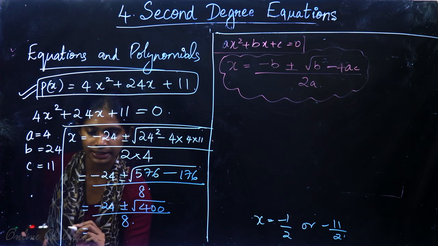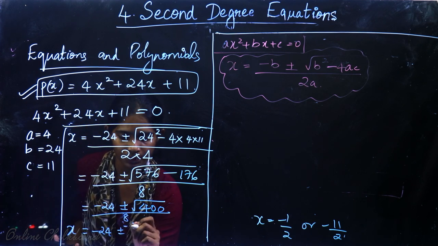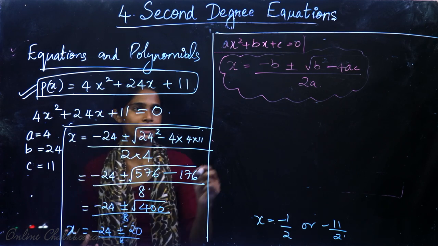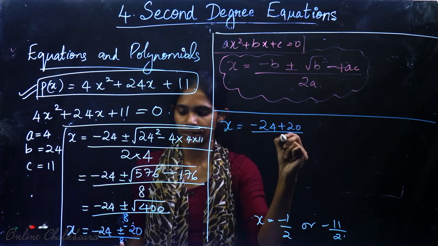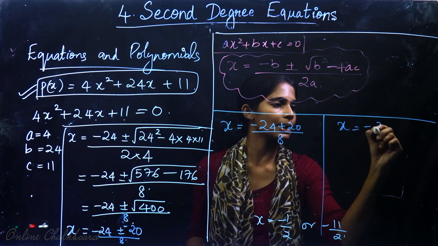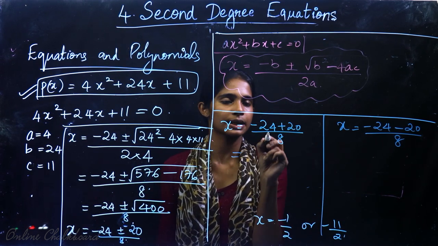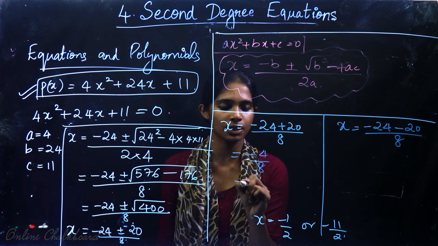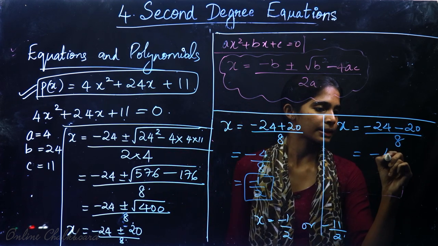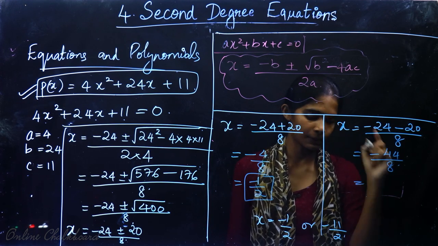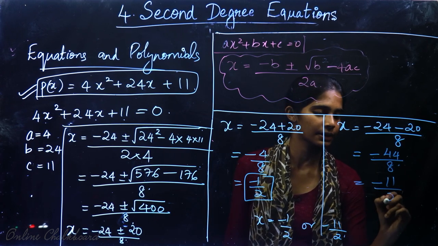Or we can write this as x is equal to minus 24 plus or minus root of 400, which we know is 20, divided by 8. So here we have two possible answers. One is x is equal to minus 24 plus 20 divided by 8. The other answer is x is equal to minus 24 minus 20 divided by 8. In the first case, x is equal to minus 4 by 8 which is equal to minus 1 by 2. In the second case, x is equal to minus 44 divided by 8. If we divide numerator and denominator by 4, we will get minus 11 divided by 2.